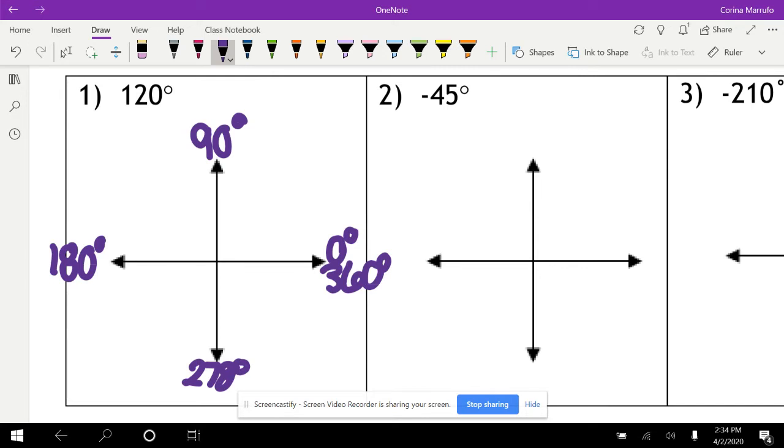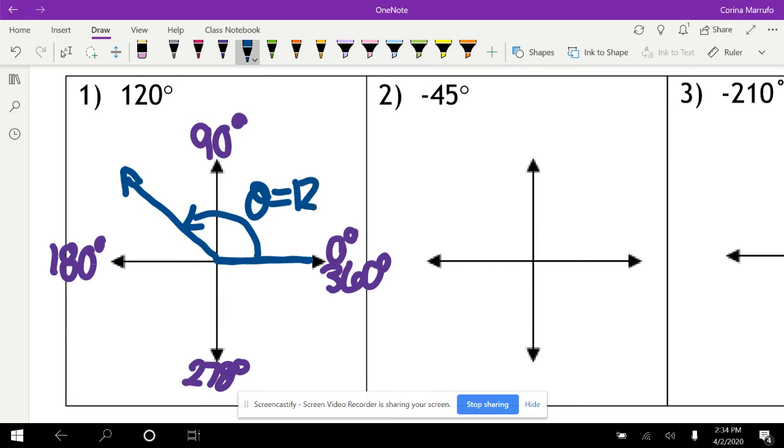Now 120 is going to land in between 90 and 180, so we are going to put our terminal side there. Remember, our initial side always starts at the positive x-axis, and we are going counterclockwise. Then we label this angle. We usually call our angles theta, so theta equals 120 degrees. We're going to do the same thing for the next one.